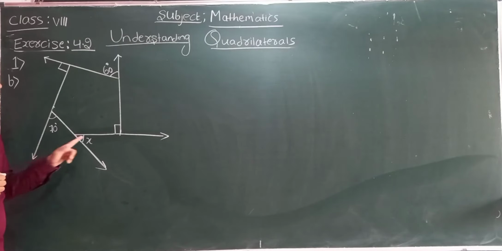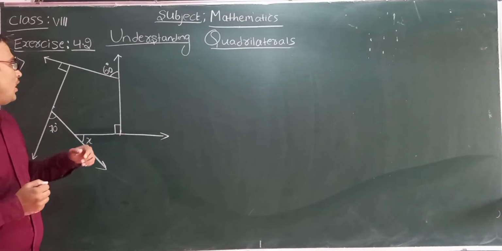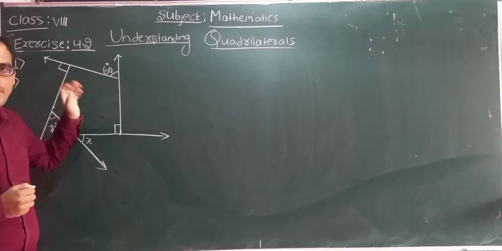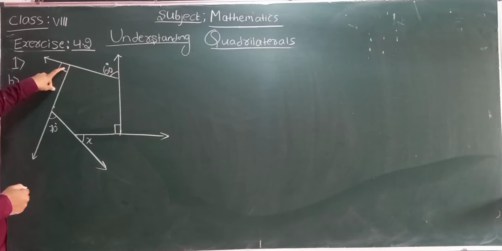Now what we need to do? We need to find the value of x. You can solve this using any method. So I'll be solving this using the exterior angle property. Now look at here. At this point, students.